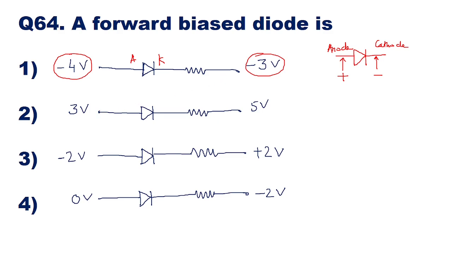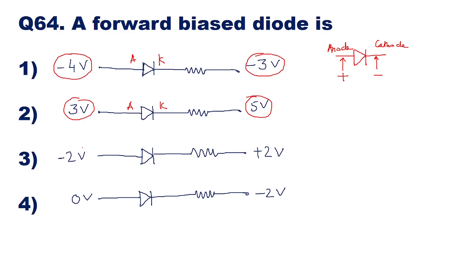In the second option, we see the voltage applied at the anode of the diode is 3 volt and the voltage applied at the cathode of the diode is 5 volt. Again, the voltage at the anode is not positive with respect to the cathode voltage. So even this is not a case of forward bias.